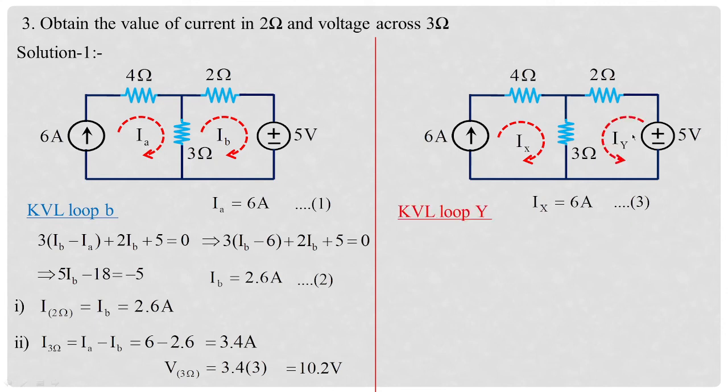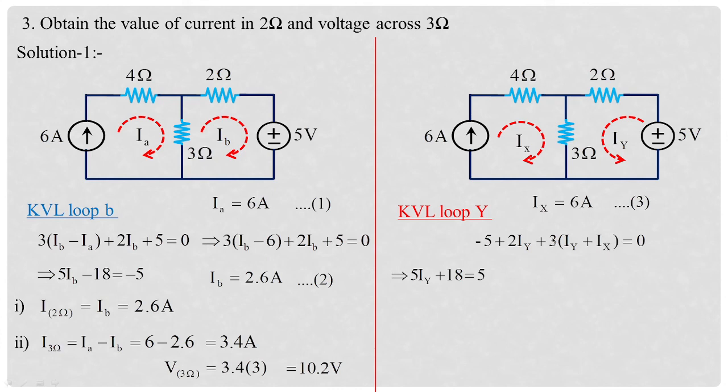Applying KVL to loop 2. Now you can see in this particular case, unlike the previous condition, I have selected the loop direction of the IY in anti-clockwise. So I'll start with minus 5 plus 2 IY plus 3(IY plus IX) equal to 0. Just substitute the value of the 6 amperes in this particular equation. So you have IY and you have IX which is 6.